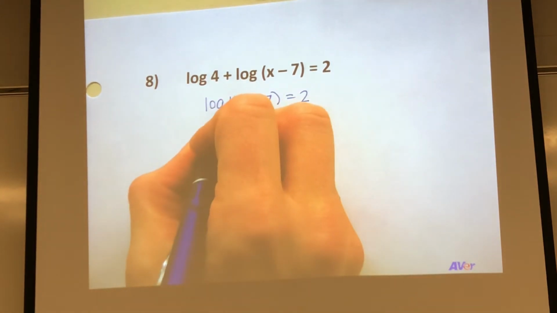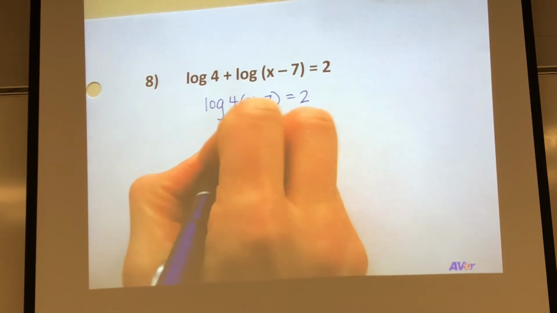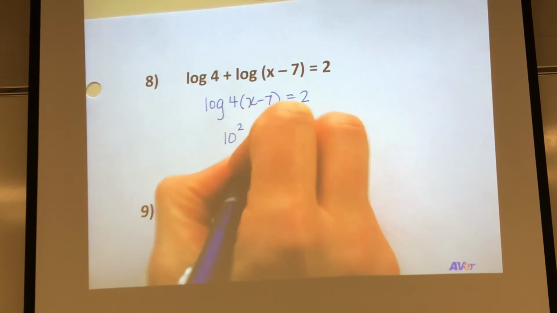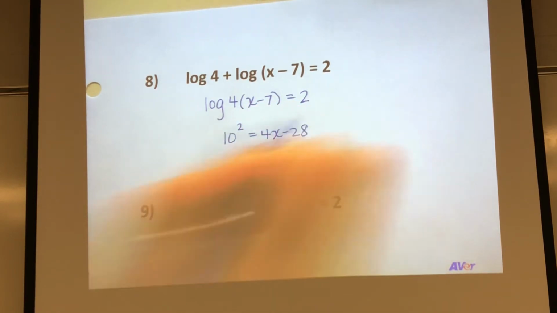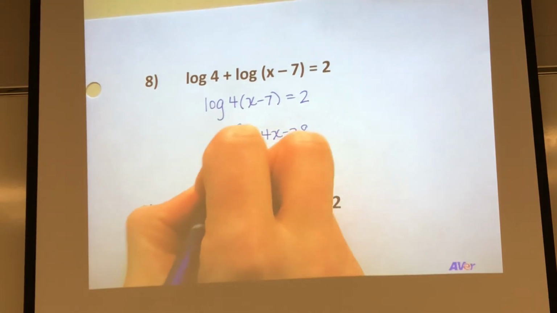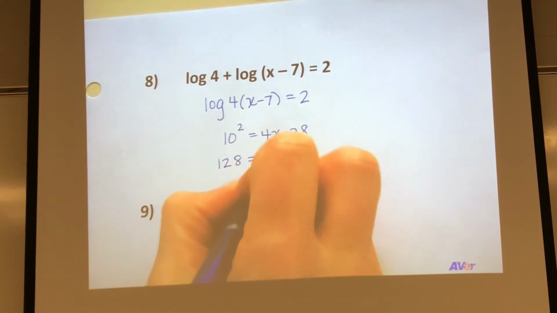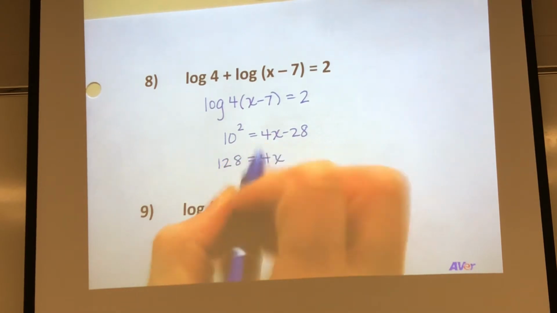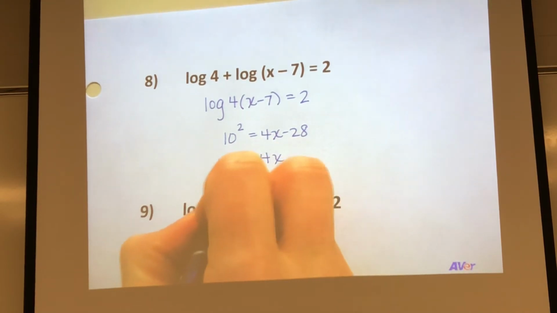This is the common log because there's no base here, so that means it's a base of 10. 10 squared equals 4x - 28. We know that 10 squared is 100. We're going to add 28 to it. So 128 equals 4x. Divide by 4, and we get x equals 32.